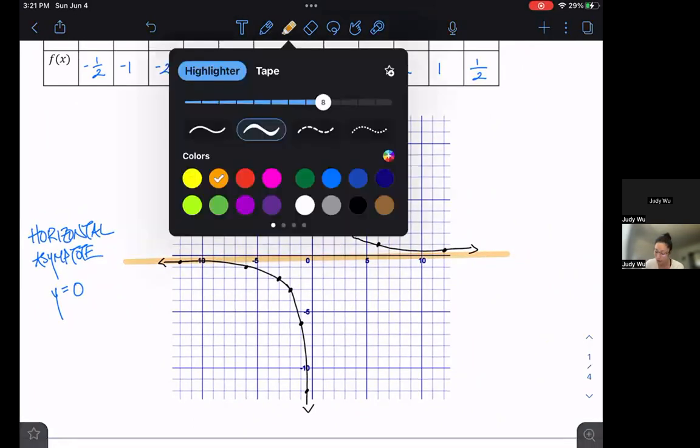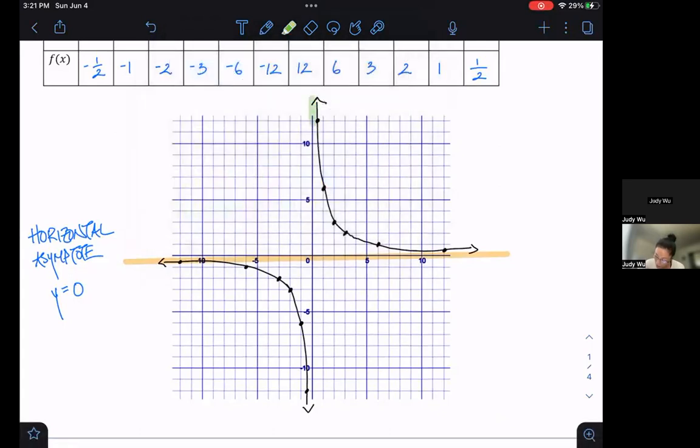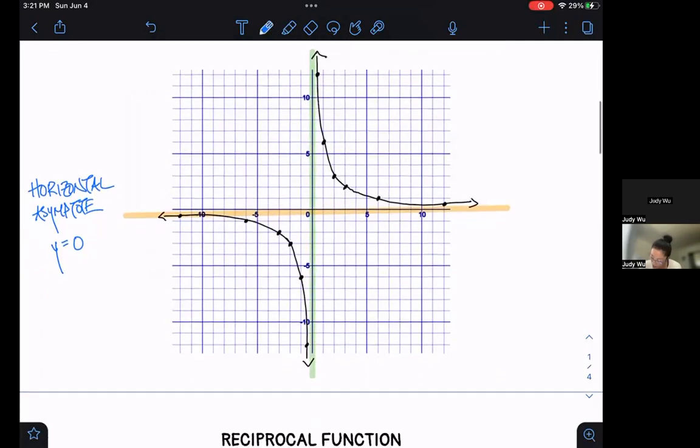Now, if we look very carefully, we might also see that we have this sort of special line, okay? This one, my friends, is what we call a vertical asymptote.